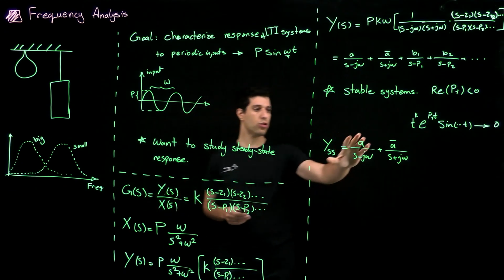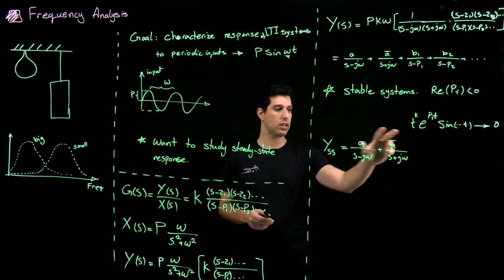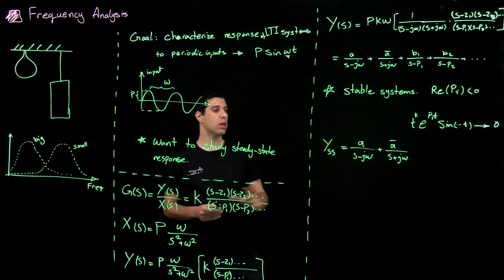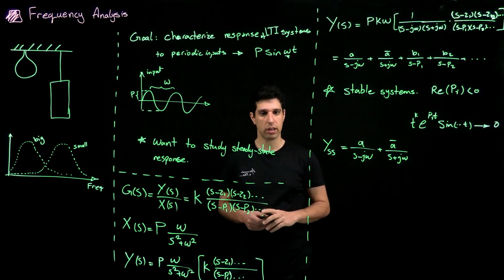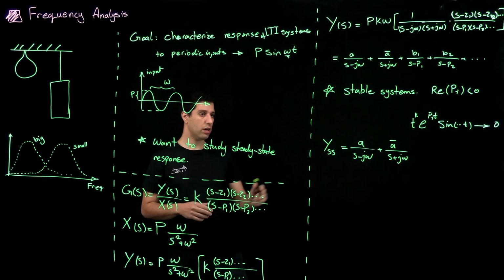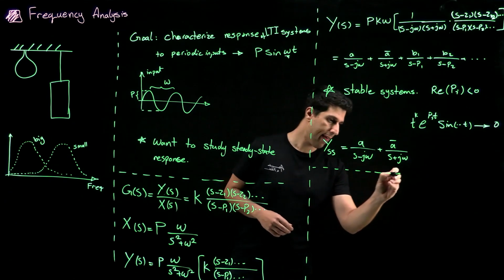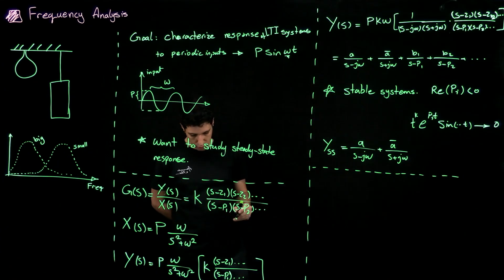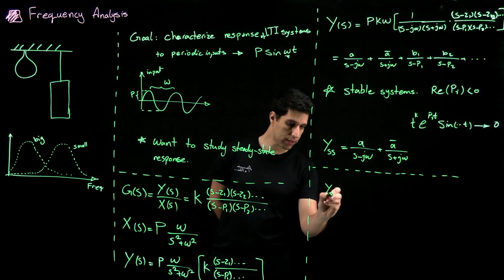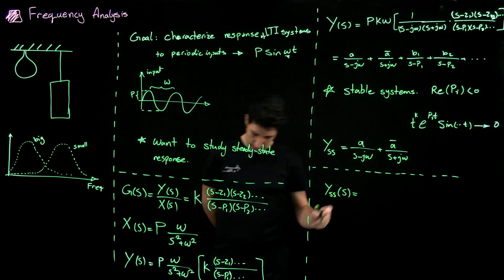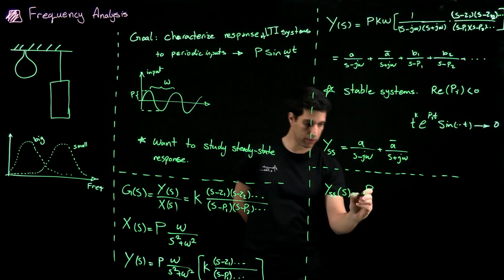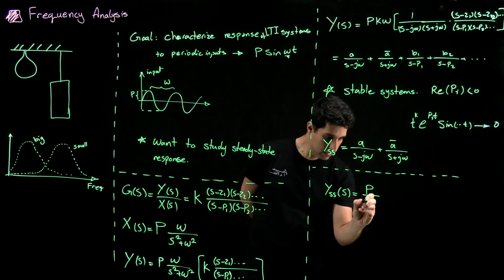I'm not going to get into detail of exactly how to calculate these two. It's not complicated. It's a few lines. I want you to follow it. The calculation and derivation is in the textbook. However, I skip a few steps and show you the final value that this y steady state of s will eventually be: P, the amplitude of the input, over 2j.